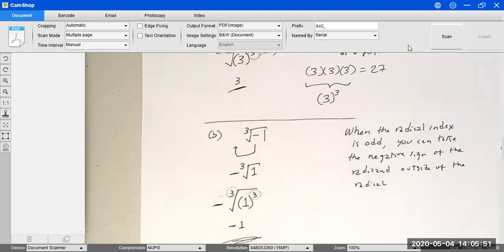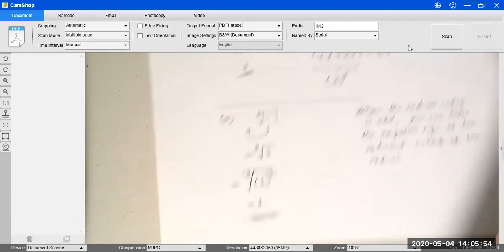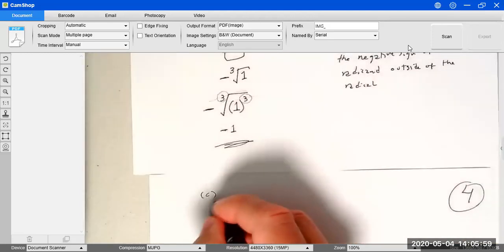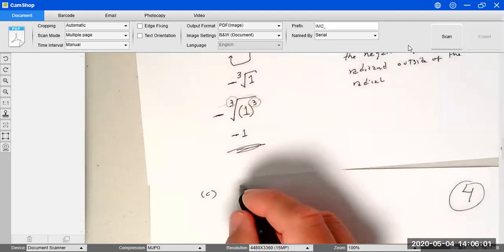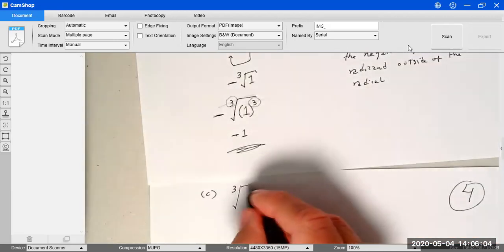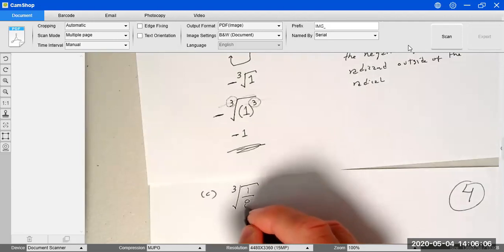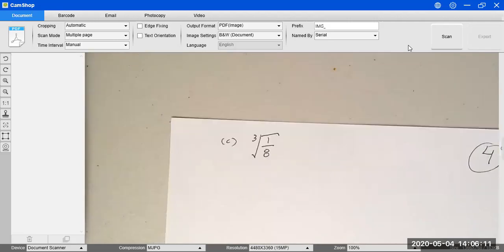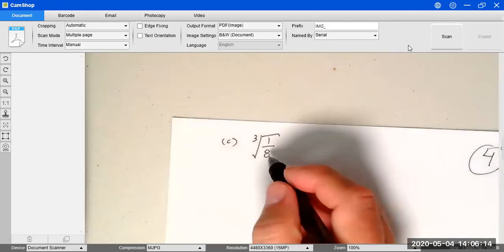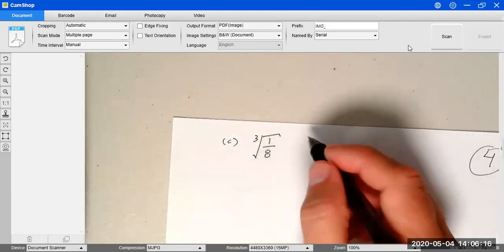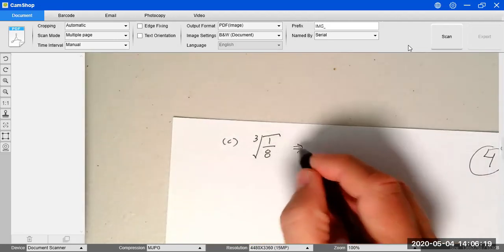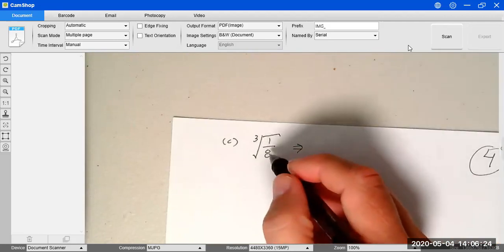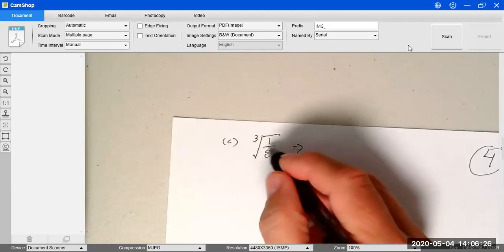So now let's work one more example. Part C is just the cube root of 1 over 8. So now, 1 over 8, we're going to need to rewrite the numerator and the denominator as perfect cubes. We can do this under the same radical, or we can split this into two radicals, one for the numerator and one for the denominator. That's what I did before. Now I'm going to do it in a different way.